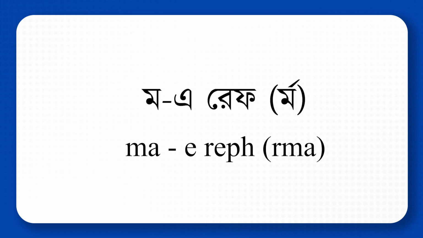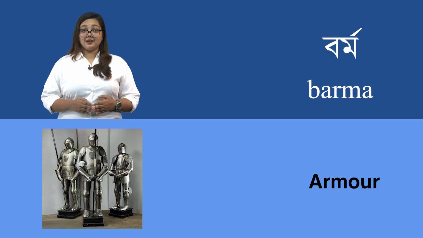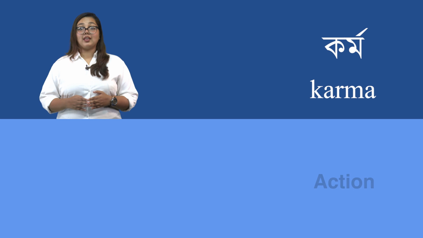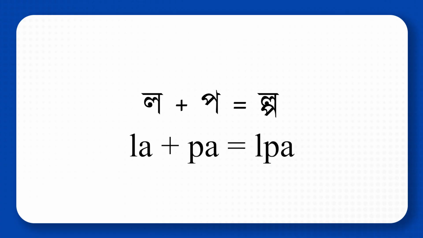Then there is Moe ref. It is found in Bormo means armor and Kormo, which is action. The next cluster is Loe Poe. Banjanborno Lo merges with Po and form the Loe Poe cluster.